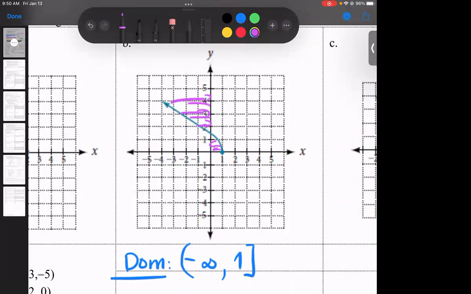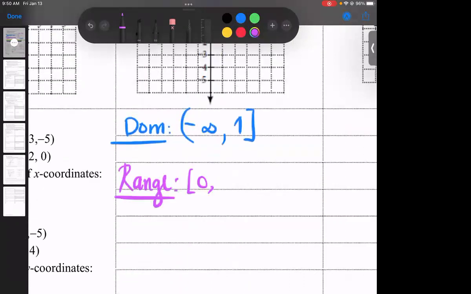If this graph is going forever, stretching out forever, you can always find a y value. At infinity, you always use parentheses, right? Because there's no exact number.